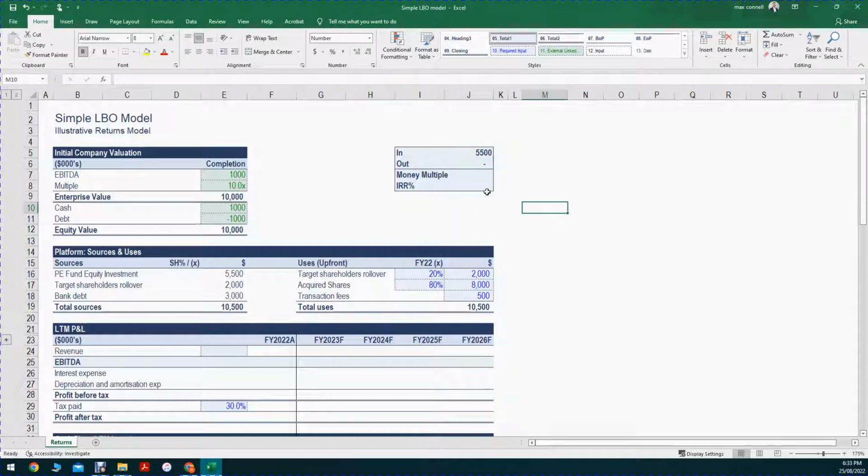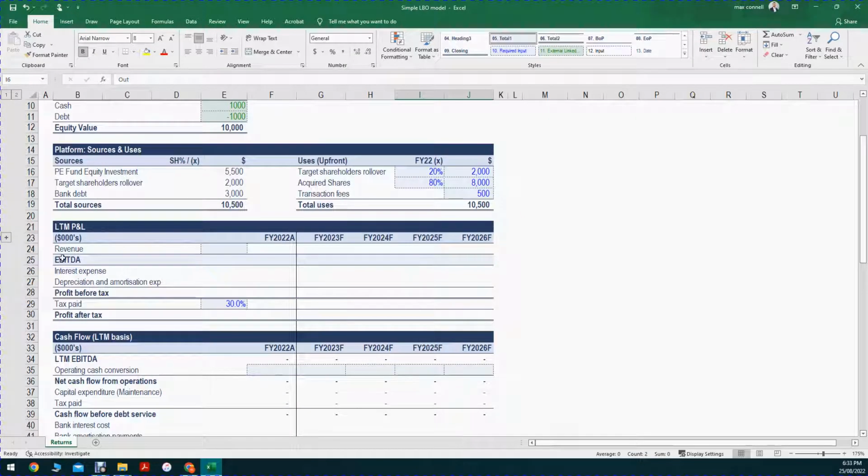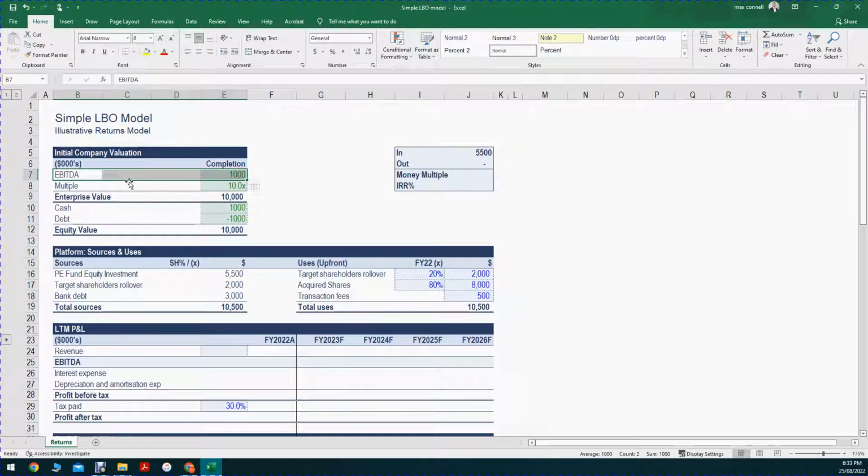That was easy enough. But it's a bit more work to figure out how much we're going to get out of the business, because we need to model out how much the EBITDA is going to grow at exit, what multiple we can get, how much cash is going to be in the business at exit, and how much debt is going to be in the business at exit. So, as we discussed in the last video, the first thing we're going to need to do is figure out what EBITDA is going to be at exit.